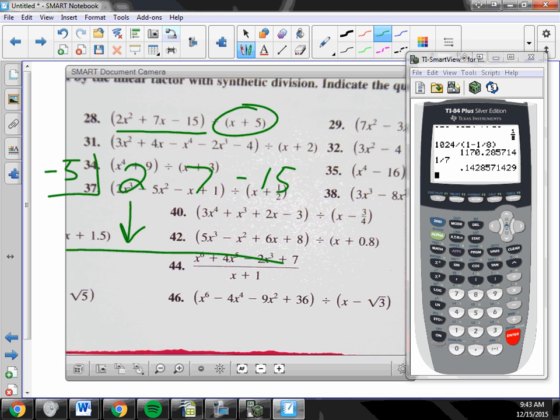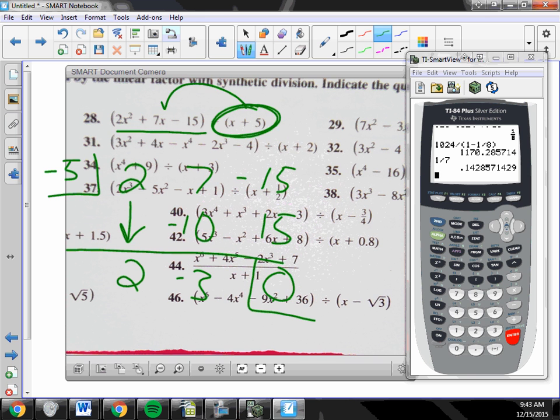Drop the 2. Negative 5 times 2 is negative 10. Add those, I get negative 3. Negative 5 times negative 3 is 15. So that's 0. If the answer is 0, what does that mean? No remainder. It went in evenly, which means x plus 5 is a factor of 2x squared plus 7x minus 15. And the resulting polynomial would be 2x minus 3.